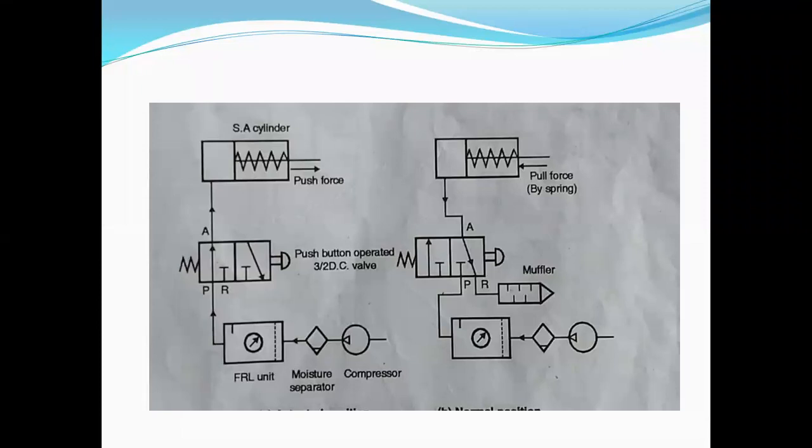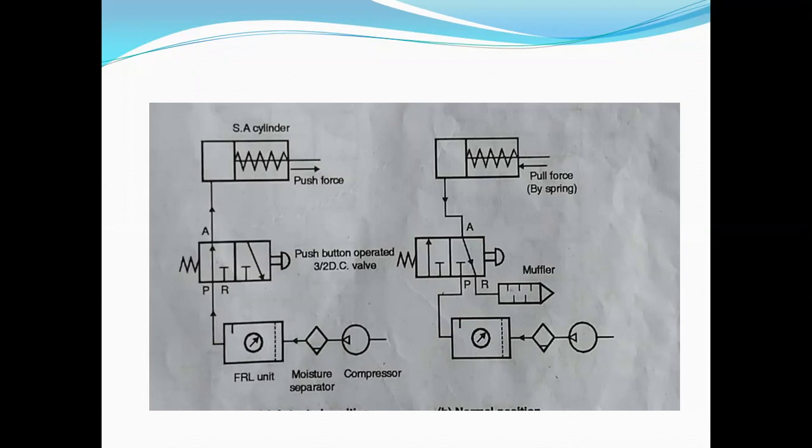The second one is the moisture separator. Then the FRL unit. The FRL unit consists of F for filter, R for regulator, and L for lubricator. All these components are connected together to form the combined FRL unit.